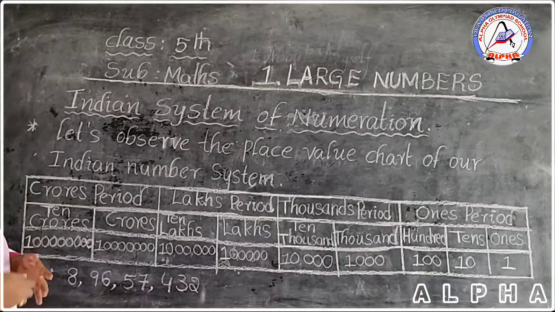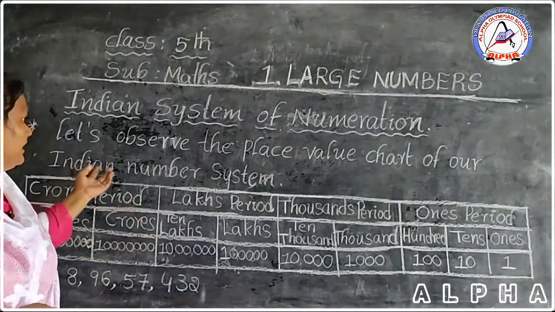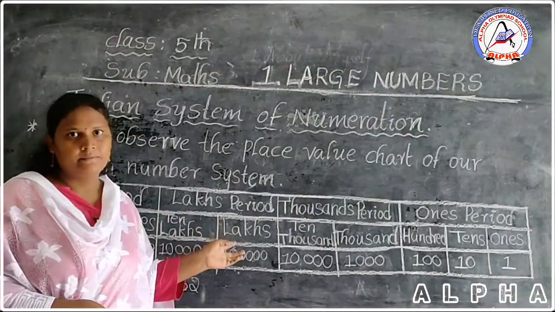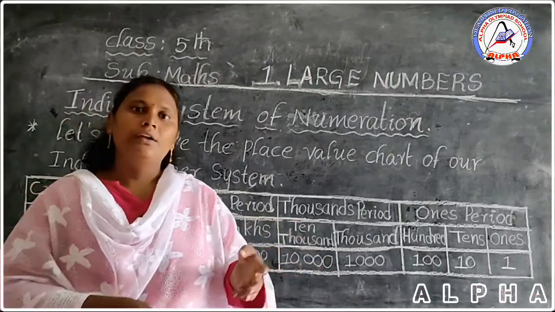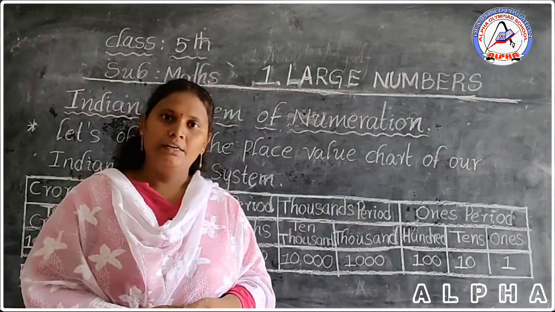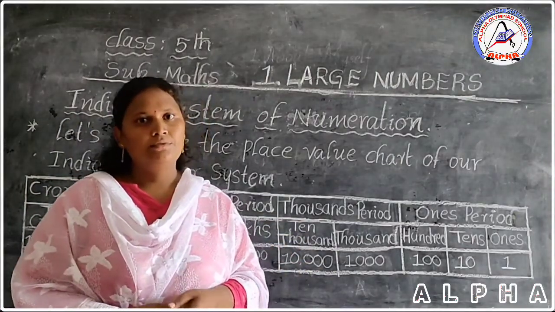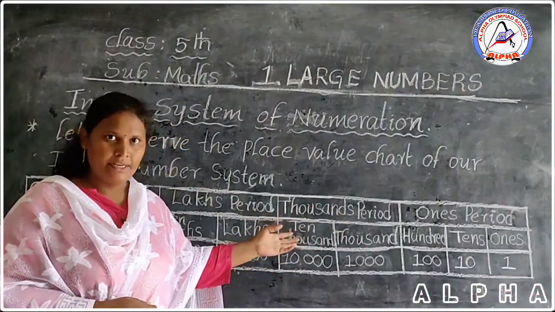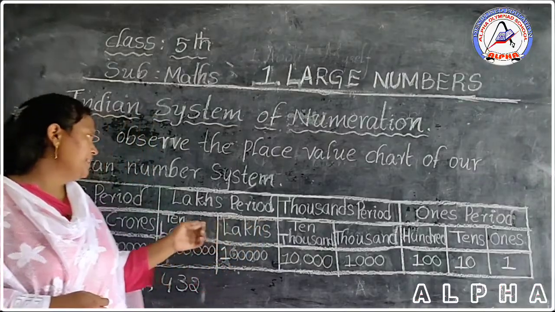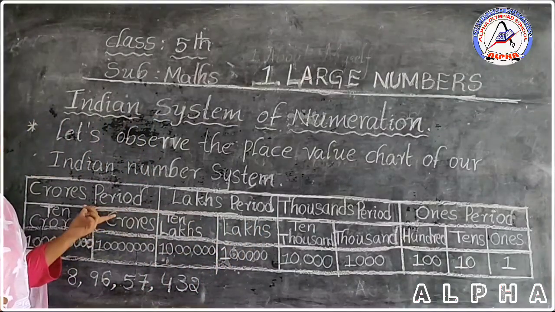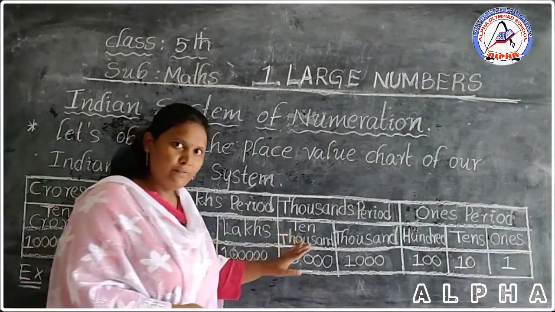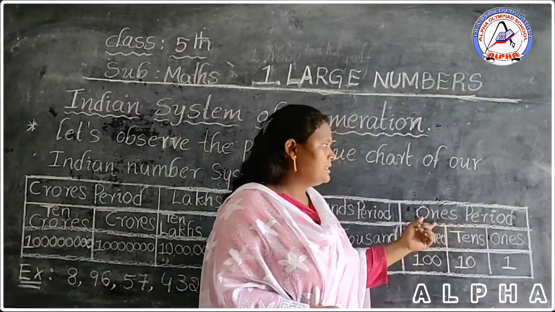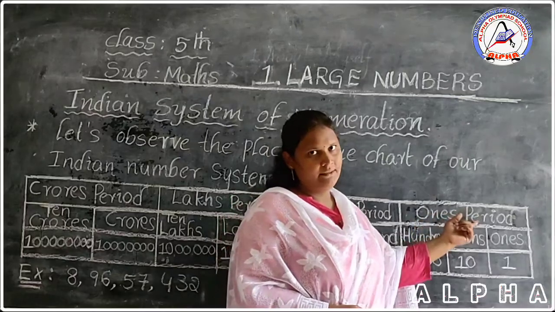Listen. Our Indian number system is divided into 4 periods. The first one is the ones period, the second one is the thousands period, the third one is the lakhs period, and the fourth one is the crores period. So let's see what the ones period is. See here, this is the ones period.